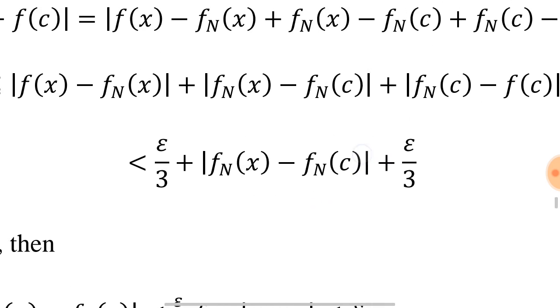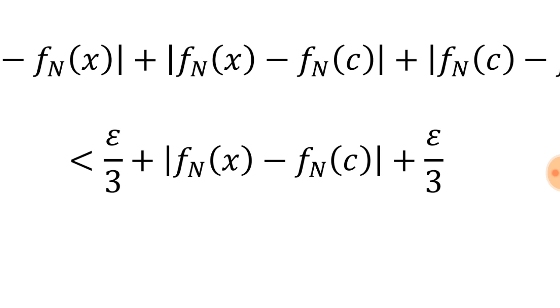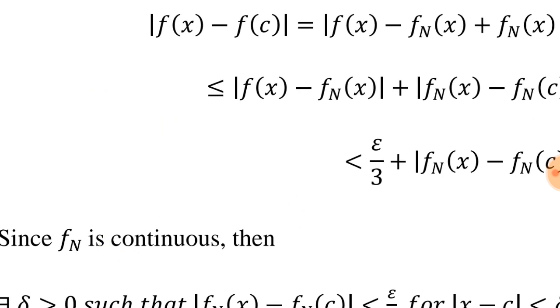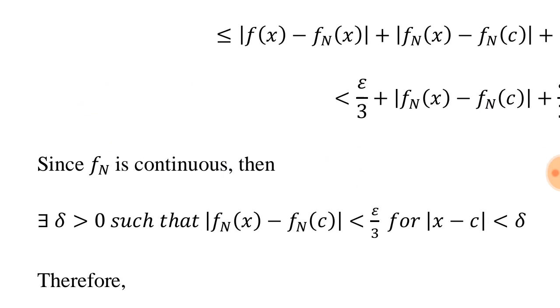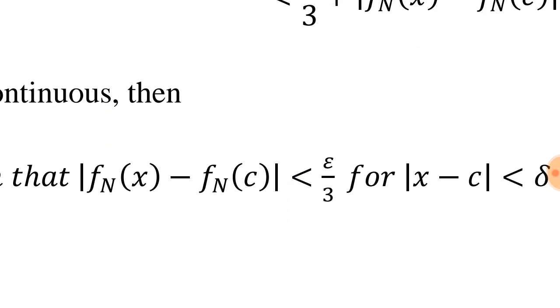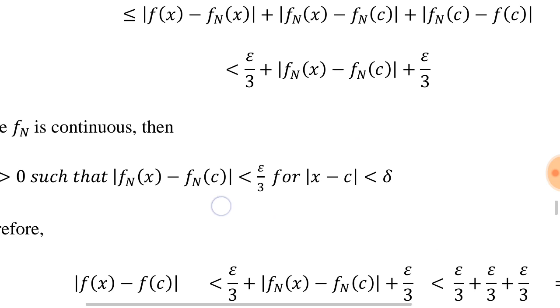And this all is less than epsilon over 3 plus the absolute value of f sub capital N of x minus f sub capital N of c plus epsilon over 3. Since f sub capital N is continuous, there exists delta positive such that the absolute value of f sub capital N of x minus f sub capital N of c is less than epsilon over 3 for the absolute value of x minus c less than delta.